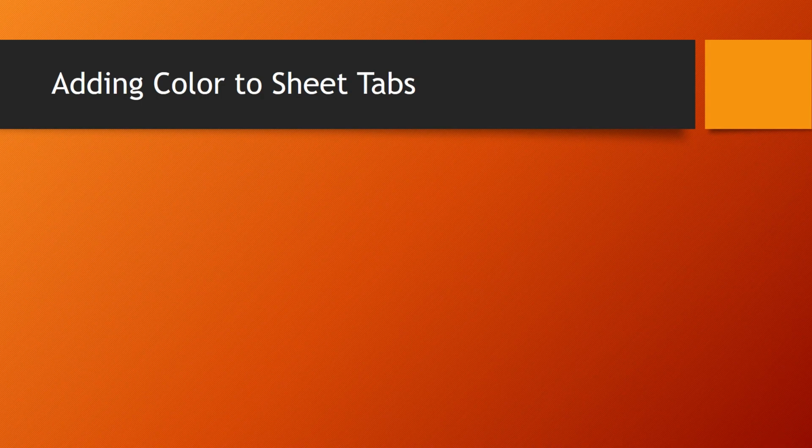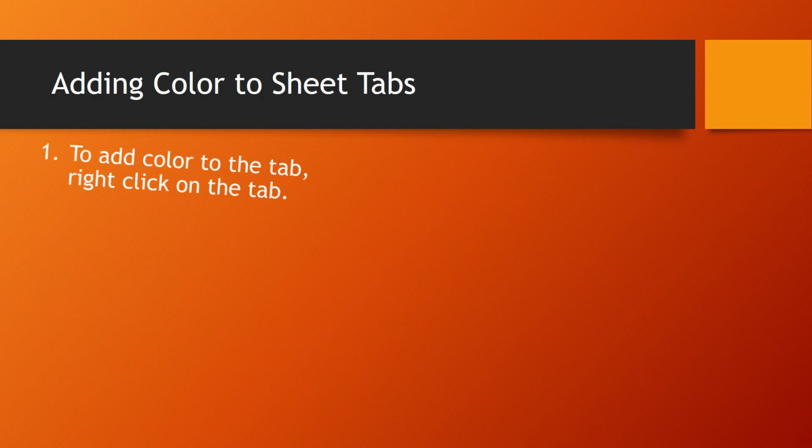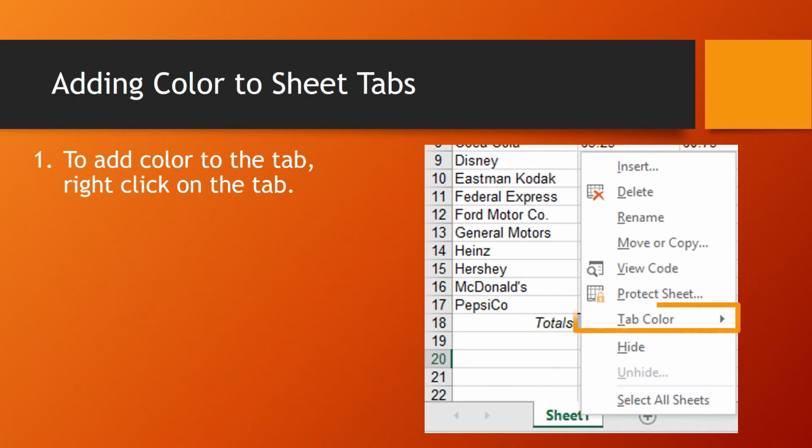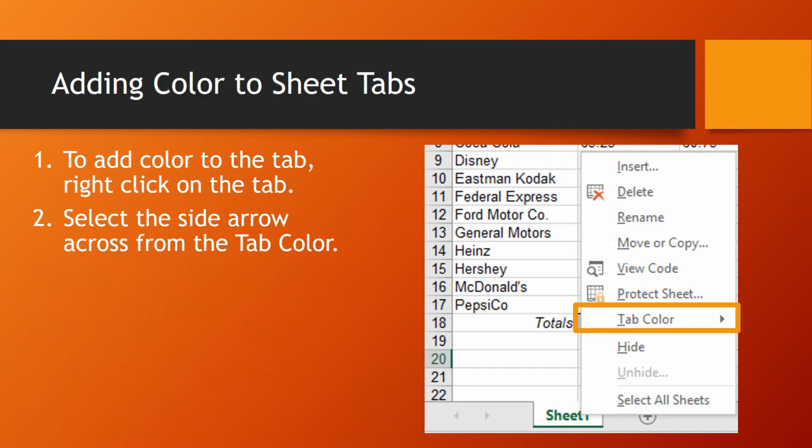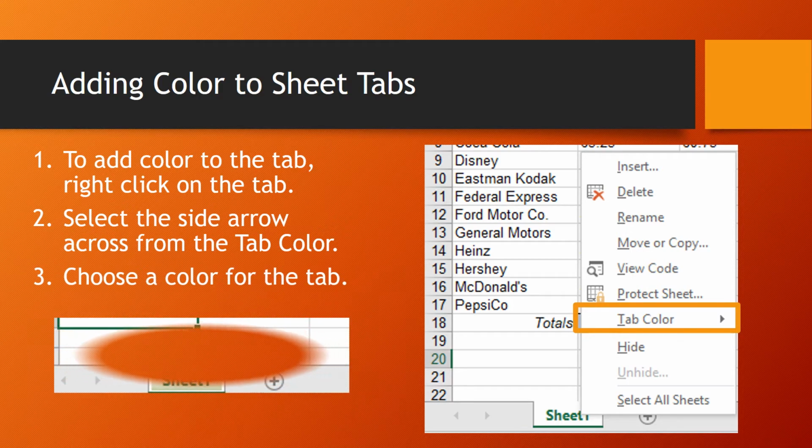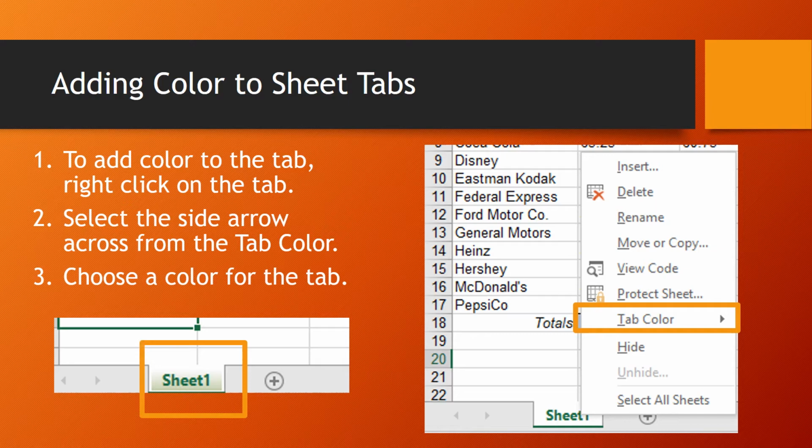Adding color to sheet tabs. To add color to the tab, right-click on the tab. A drop-down menu will appear, and you're going to select the arrow to the right next to the words Tab Color. When you click on that, a box will open that will give you choices of color to use.